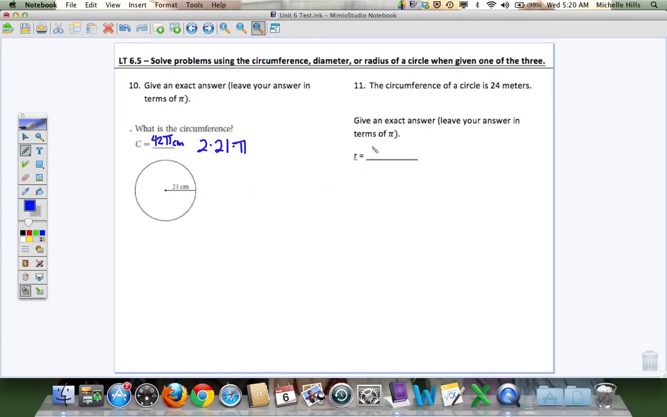Now, again, giving an exact answer. If the circumference is 24 meters, well, the circumference, 24 meters, is equal to 2 times pi times the radius. So to solve for the radius, I would divide both sides by 2 pi. The 24 over 2 becomes 12, so I end up with 12 over pi, don't forget your units, meters.